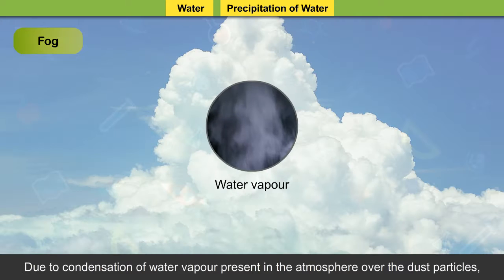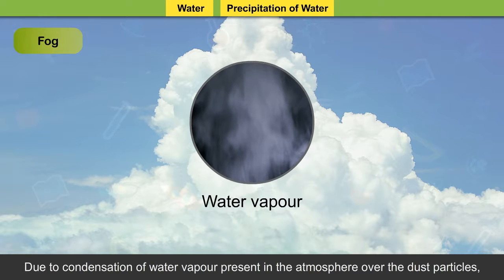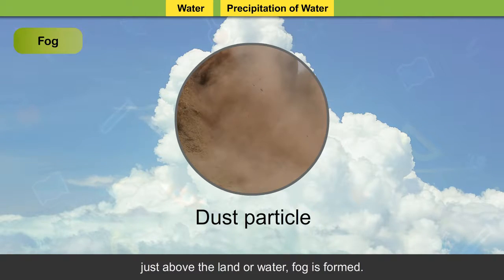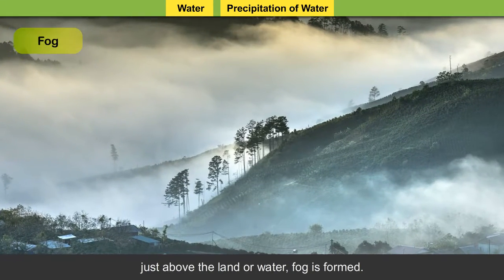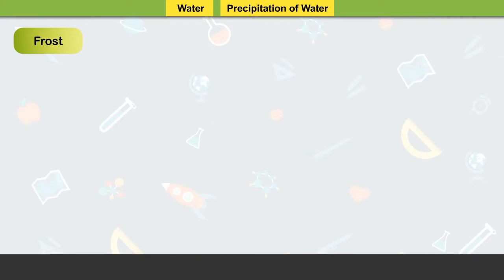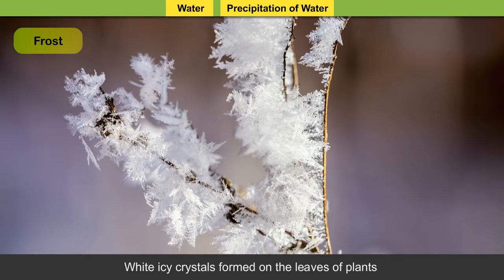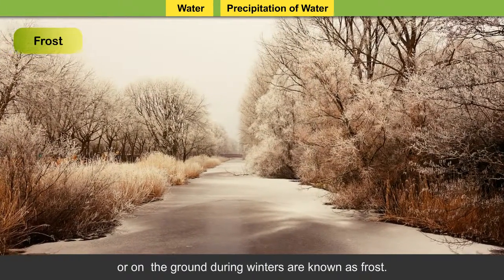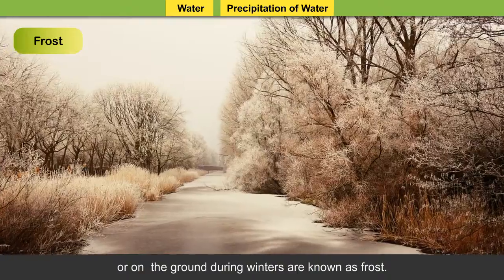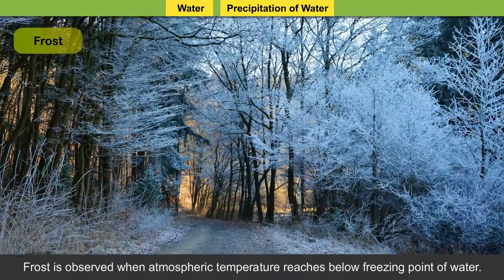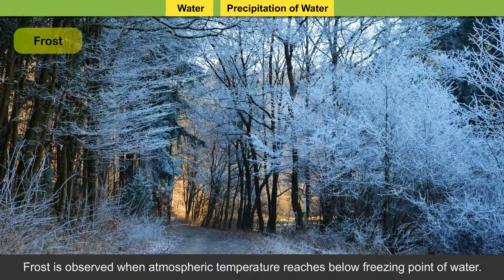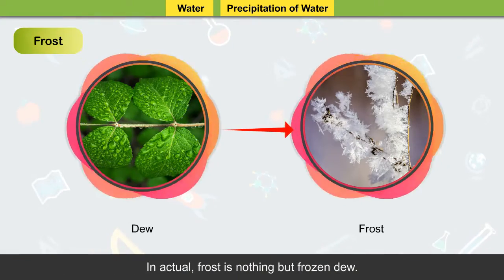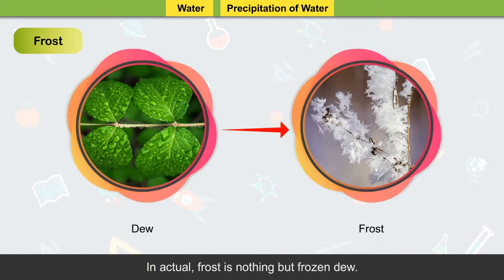Fog. Due to condensation of water vapor present in the atmosphere over the dust particles just above the land or water, fog is formed. Frost. White icy crystals formed on the leaves of plants or on the ground during winters are known as frost. Frost is observed when atmospheric temperature reaches below freezing point of water. In actual, frost is nothing but frozen dew.